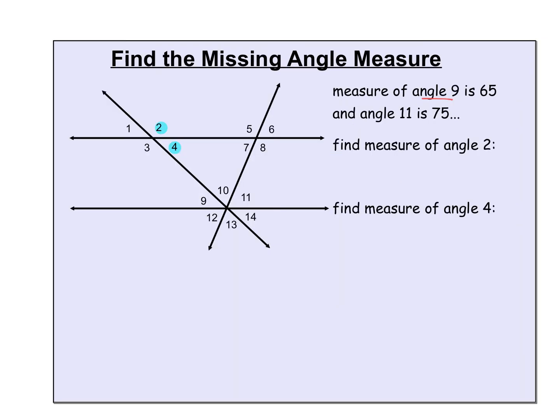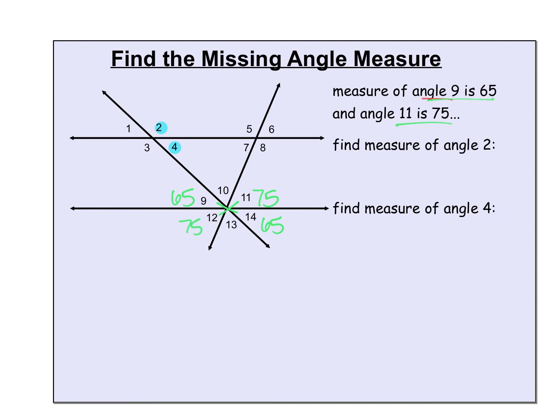All right, so the next one is going to be a picture like this. You guys can pause it and try it before I do it, or you can do it with me. I'm going to tell you angle 9 is 65, and angle 11 is 75. If you know those 2, you should be able to find some other ones pretty quickly. So 14, that's vertical, so that's 65. Across from 11, that one's 75.